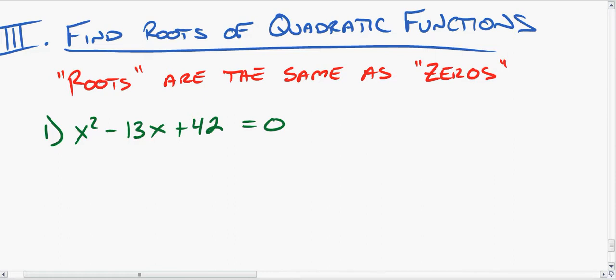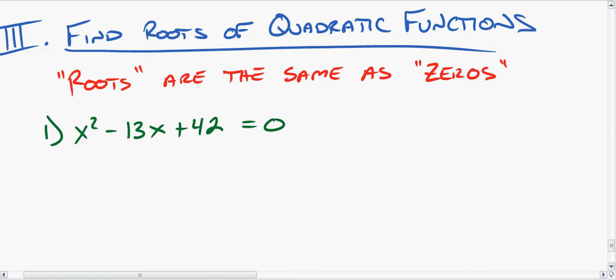But what does that mean? What does it mean to find the roots? What does it mean to find the zeros? What that means is you want to find the spot where, when graphed, the graph crosses the x-axis, your intercepts, your x-intercepts, essentially.